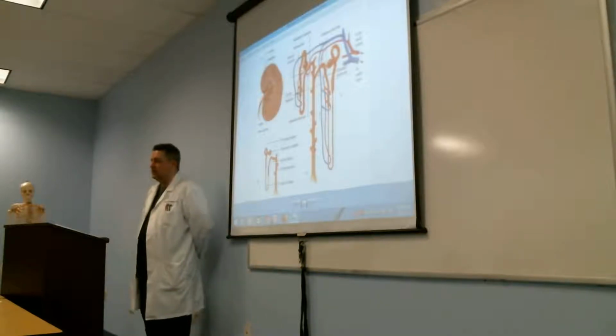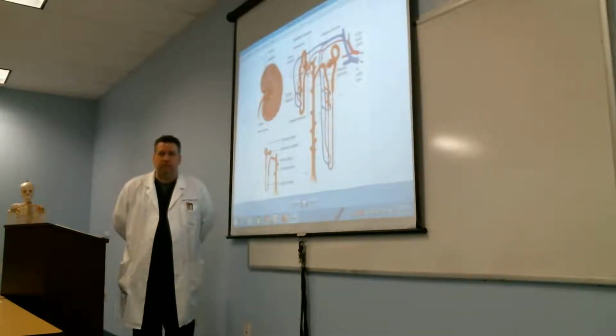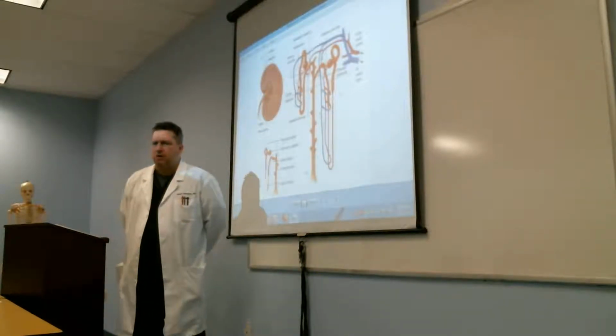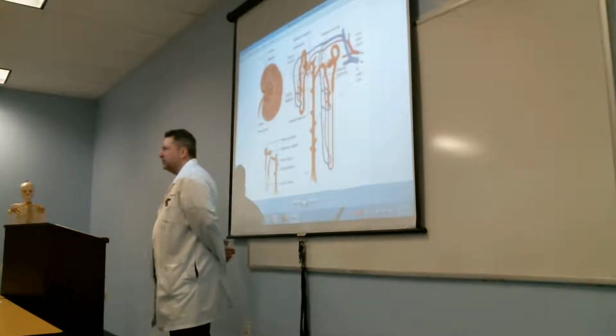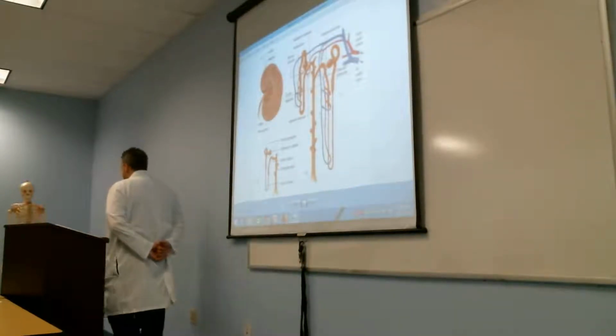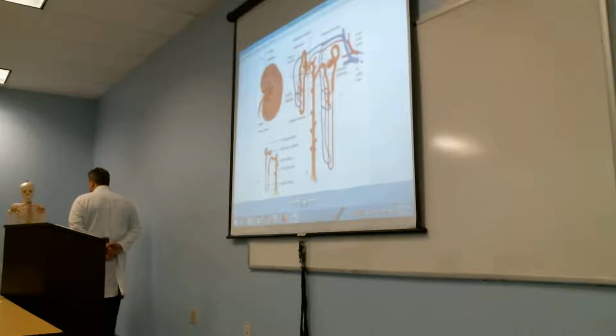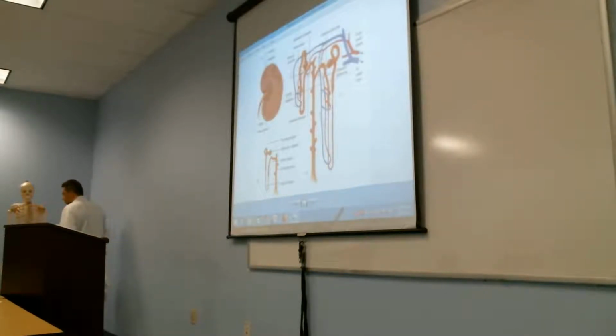Other function of the kidneys, number three, red blood cell production. But the kidneys don't make red blood cells. Where are red blood cells made?